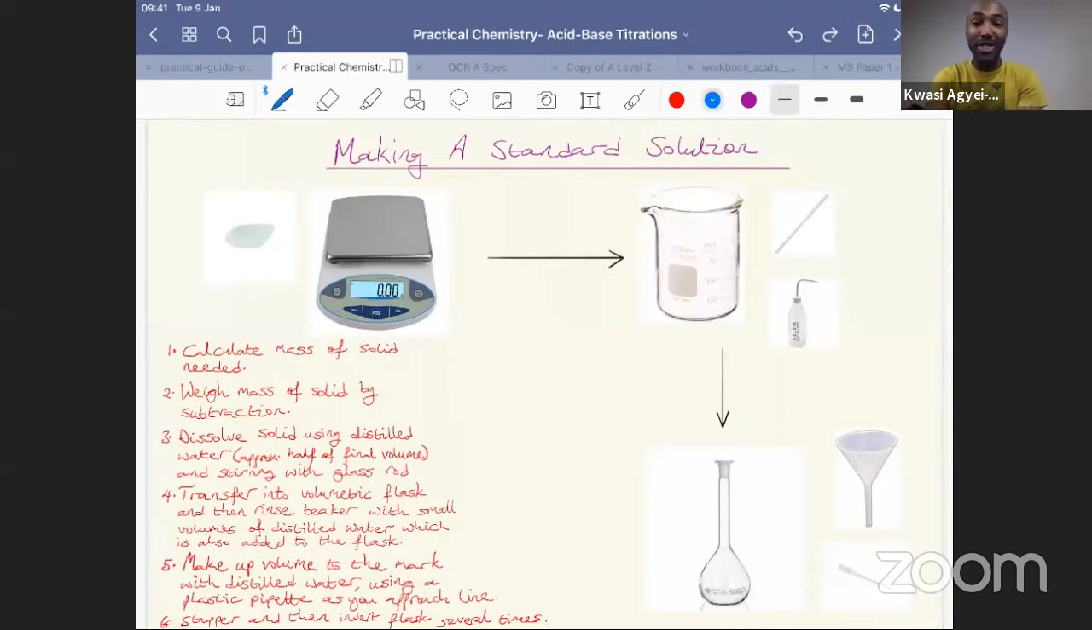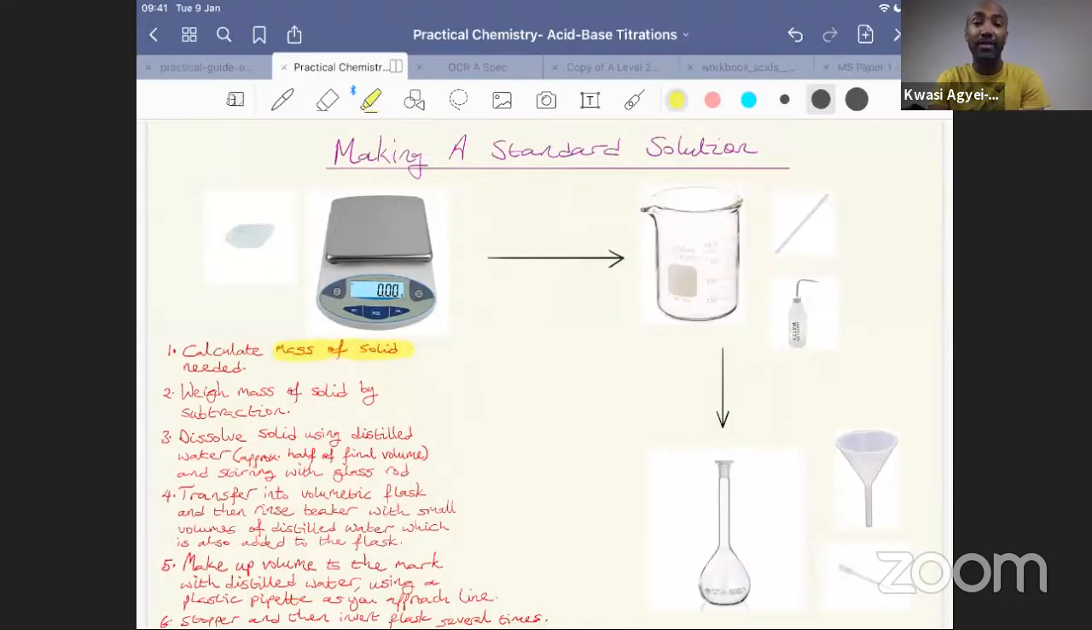But the first thing we need to do is to calculate the mass of the solid that we're going to be using to prepare our standard solution. Standard solutions are often prepared from a solid that is soluble in water. So I'm going to highlight some of the key points about making the standard solution as we go on. So we need to calculate the mass of solid needed.